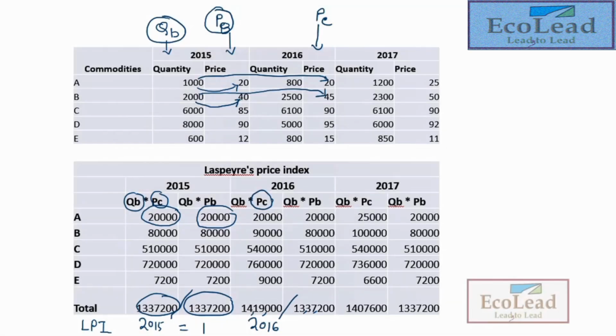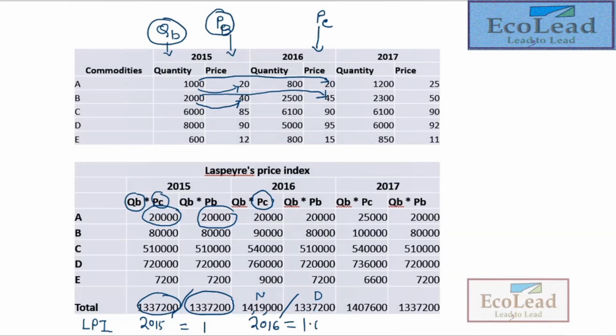If I divide these two, meaning this is the numerator and this is the denominator, we will get the last year's price index for 2016. The value of last year's price index for 2016 will be 1.06. Similarly, if we calculate the last year's price index for 2017, the value will be 1.05.